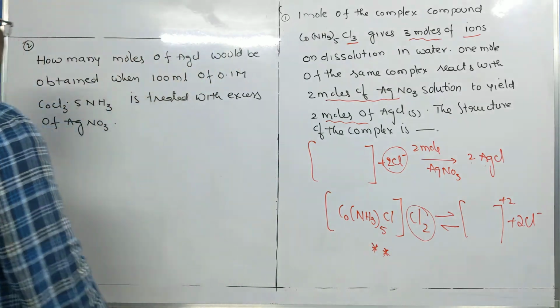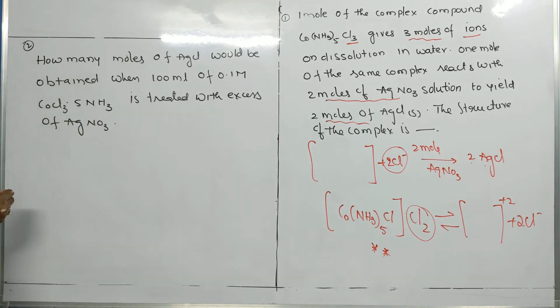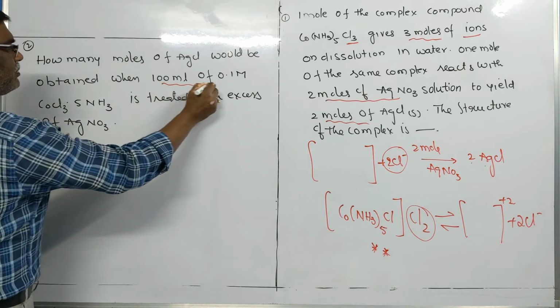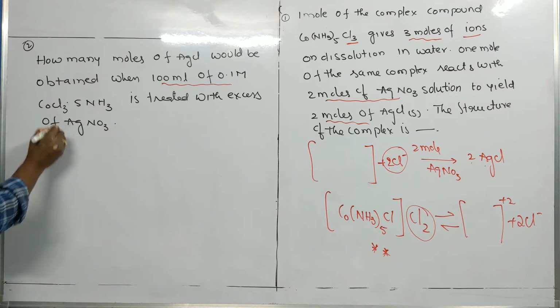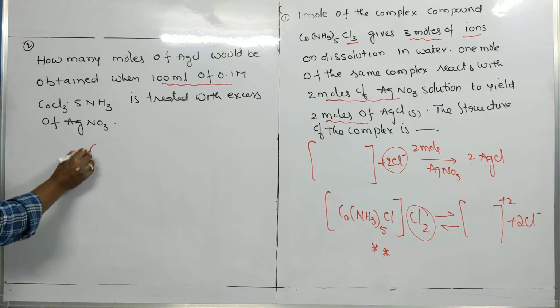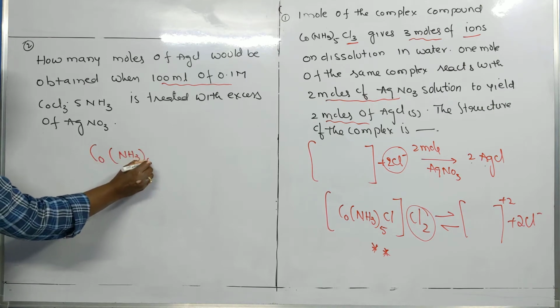Thank you. The next one is: how many moles of AgCl would be obtained when 100 ml of 0.1 molar CoCl3·5NH3 is treated with excess of AgNO3? First we write the geometry. Co surrounded by 5 ammonia.